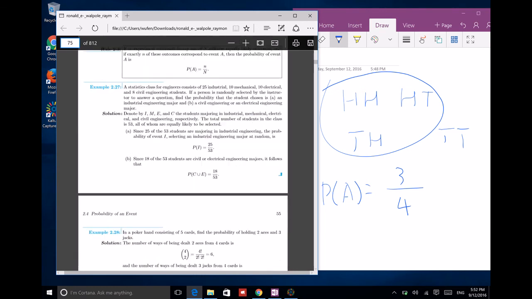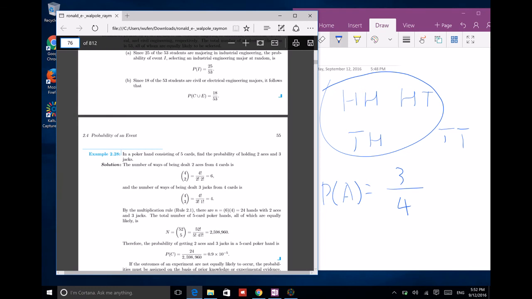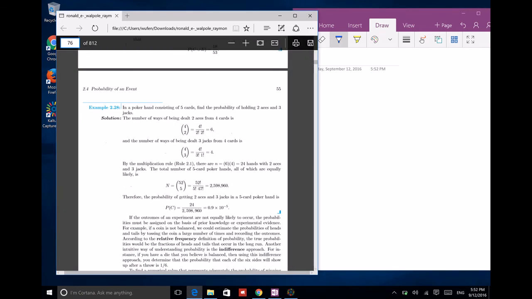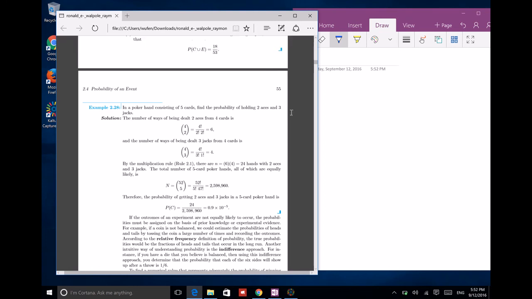Okay, let's look at this example. This is an interesting example. In a poker hand consisting of 5 cards, find the probability of holding 2 aces and 3 jacks. So you have 5 cards. When you have 5 cards, you want to say the probability of a pair, probability of a straight. Like when you play Texas Hold'em, you know that. So now if you are holding 2 aces and 3 jacks, the probability of that.